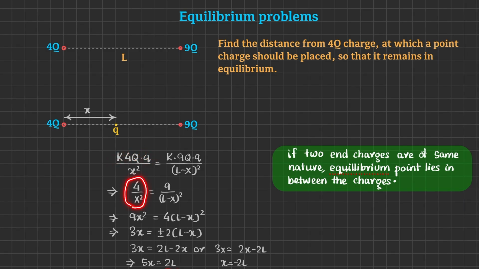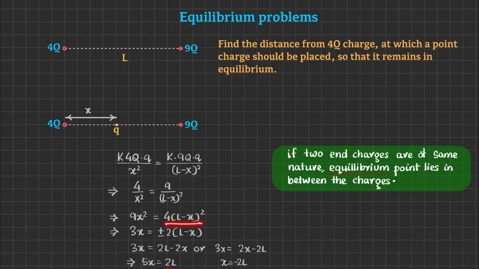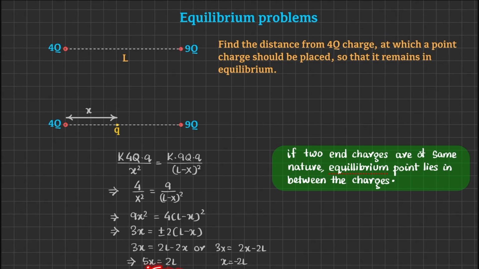We get 4 by x square equal to 9 by (L minus x) square, and by cross multiplication we get 9x square equals 4 into (L minus x) square. Taking root on both sides, the square root of 4 gives us plus or minus 2. If we are taking root on both sides, on any one side we need to write a plus or minus sign, right? So solving it, we have two values of x: 2L by 5 and minus 2L.